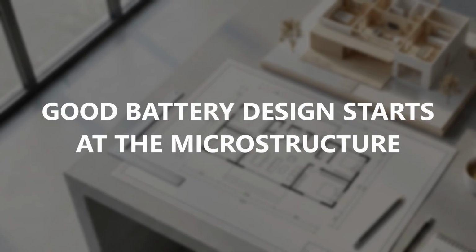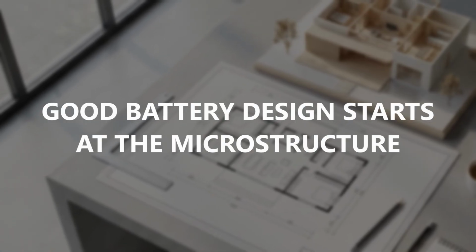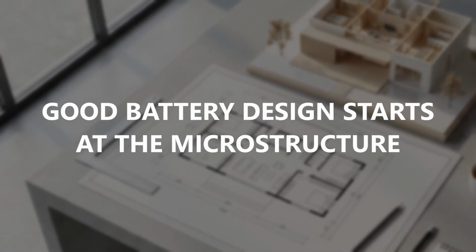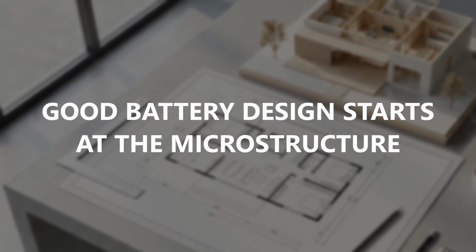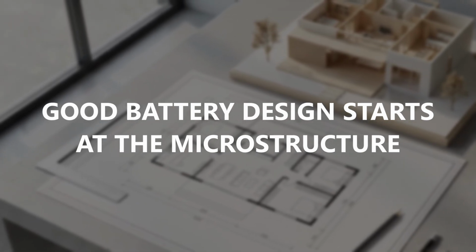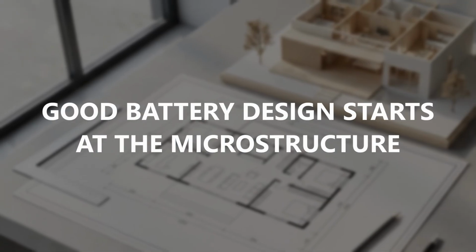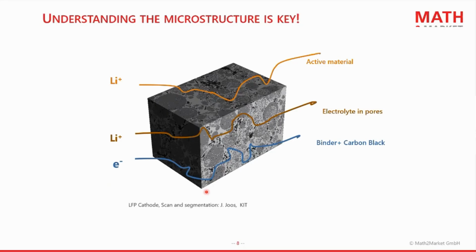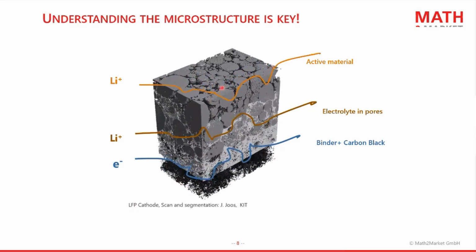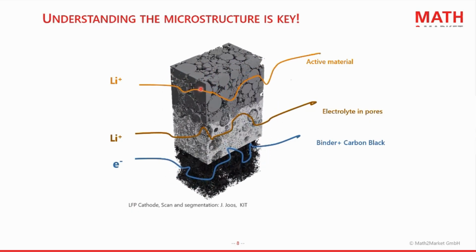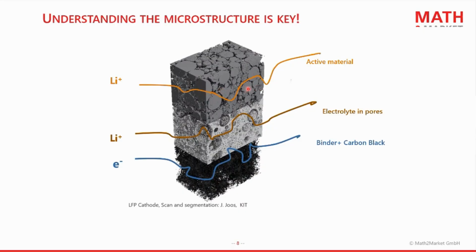So we think that you need to design a good battery starting from its microstructure, and it's a bit like when you want to build a nice house, then you start by designing a nice floor plan. And we think that you should transfer this when you develop a battery. Here we see the microstructure of a cathode. It was measured with FIB-SEM. You can have a look at this. When you separate the different components, you see that there's the active material that is storing the lithium ions.